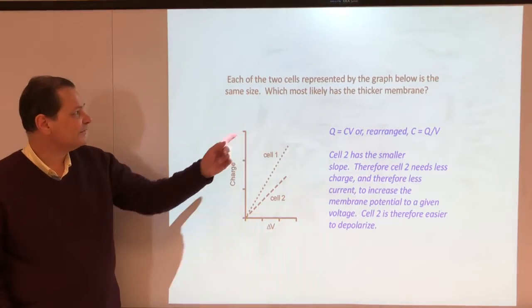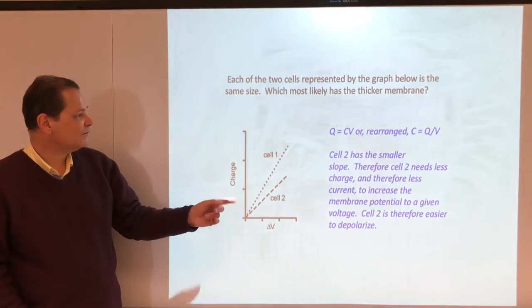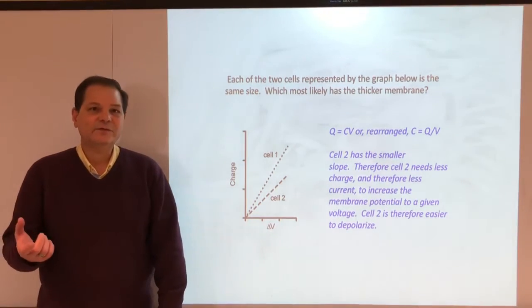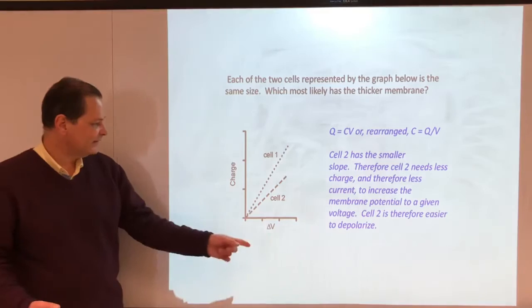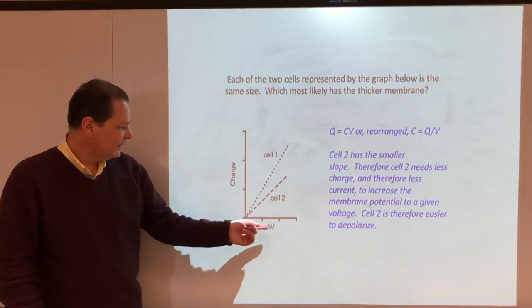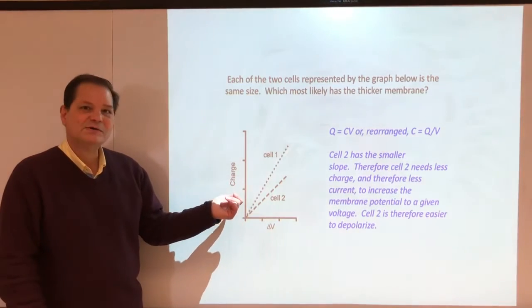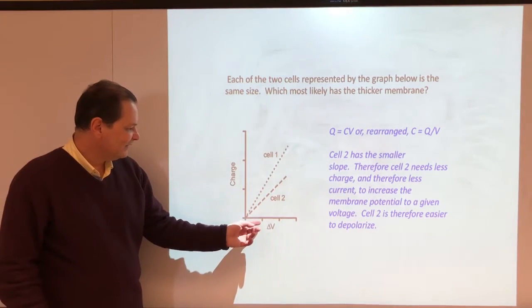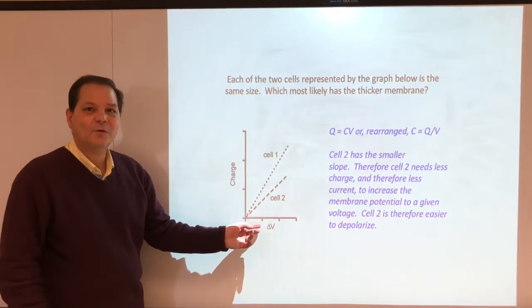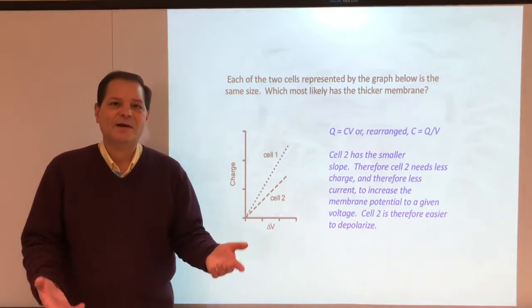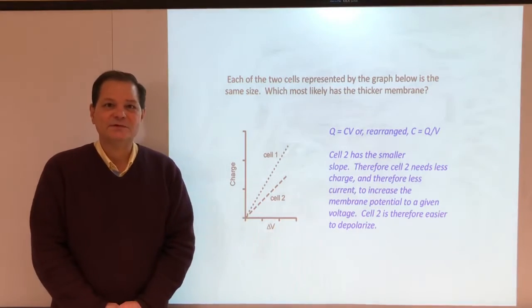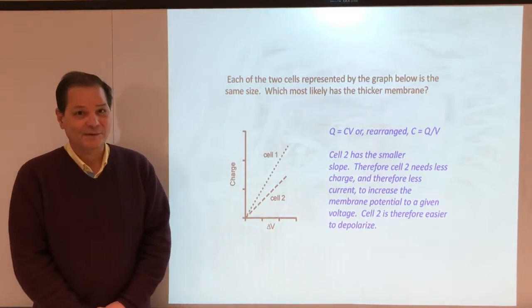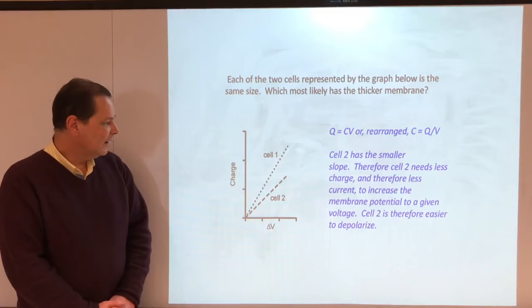Each of the two cells represented in the graph below is the same size. Which has the thicker membrane? Thicker membranes mean reduced capacitance, and capacitance is the slope of the relationship between voltage and charge. So if I have a low capacitance, that means it takes less charge to attain a given voltage, which means it's easier to change the membrane voltage, easier to depolarize that membrane, and easier to fire an action potential in that membrane, which is why we cover this.